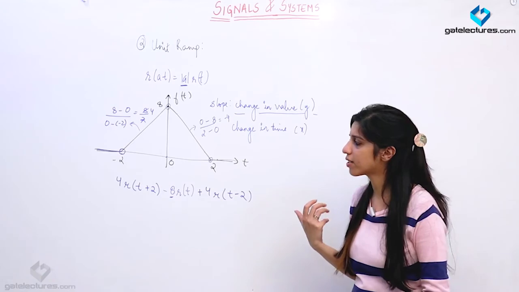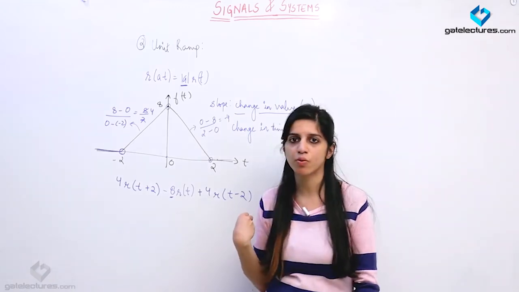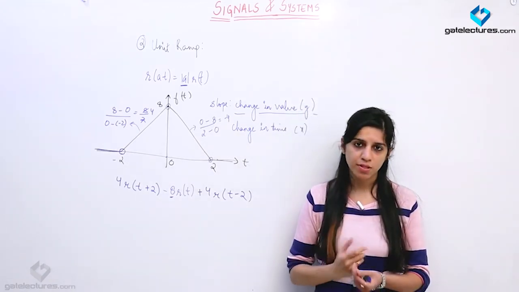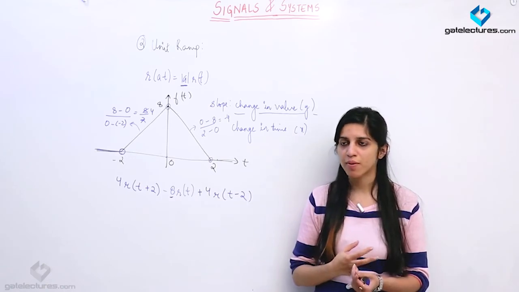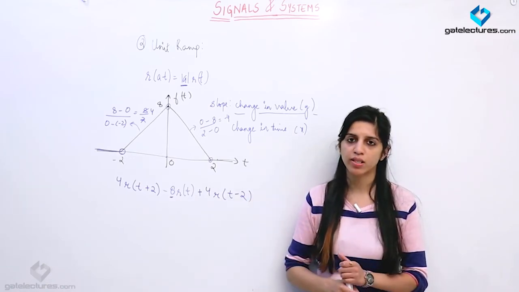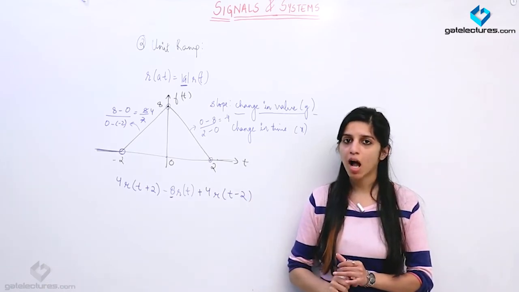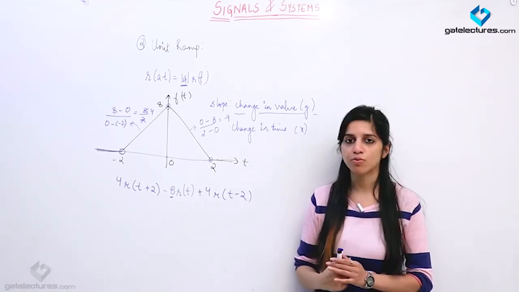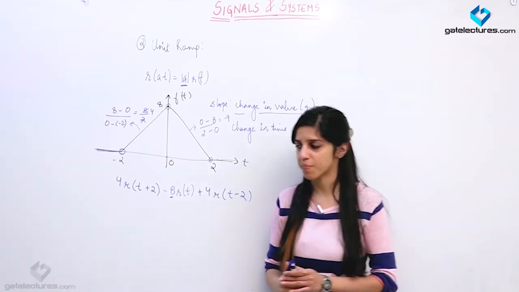So now we are going to look at a composite signal which contains straight lines as well as steps. We are going to look at a simple signal, the trapezoidal pulse, and we are going to see how to represent it using ramp as well as unit step signals.